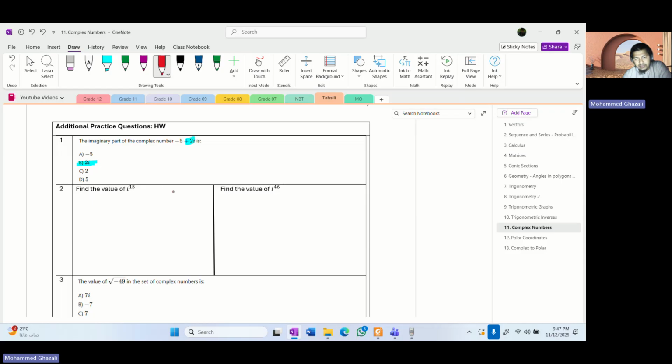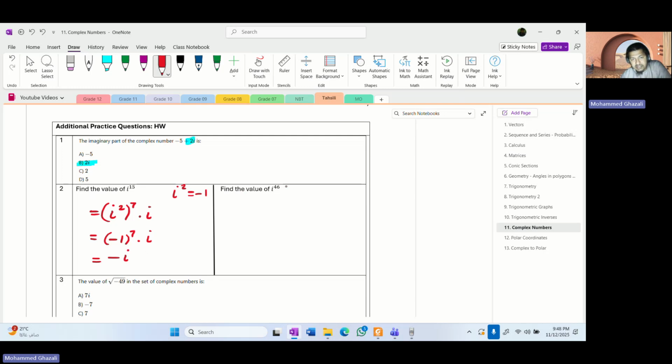How are you going to find i to the power 15? We already know i squared is equal to -1. So divide this by 2. So i to the power 15 is i squared to the power 7, because when you divide this by 2, you get 7 and remainder 1. So 2 times 7 is 14, 14 plus i to the power 1 is 15. So i squared is -1. -1 to the power 7 times i. Okay, so we're going to get negative i, because -1 to the power odd is negative. So negative i.